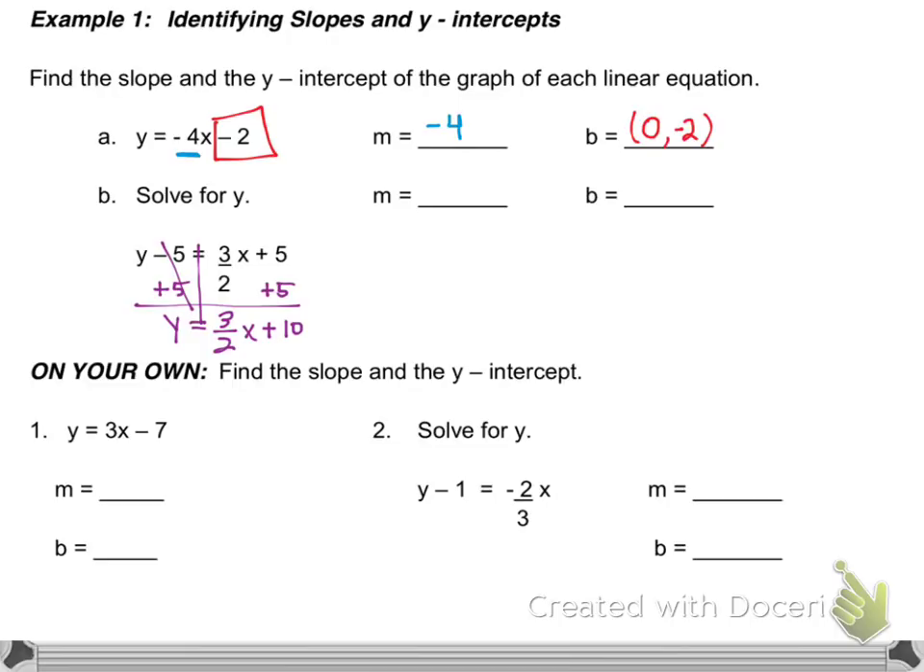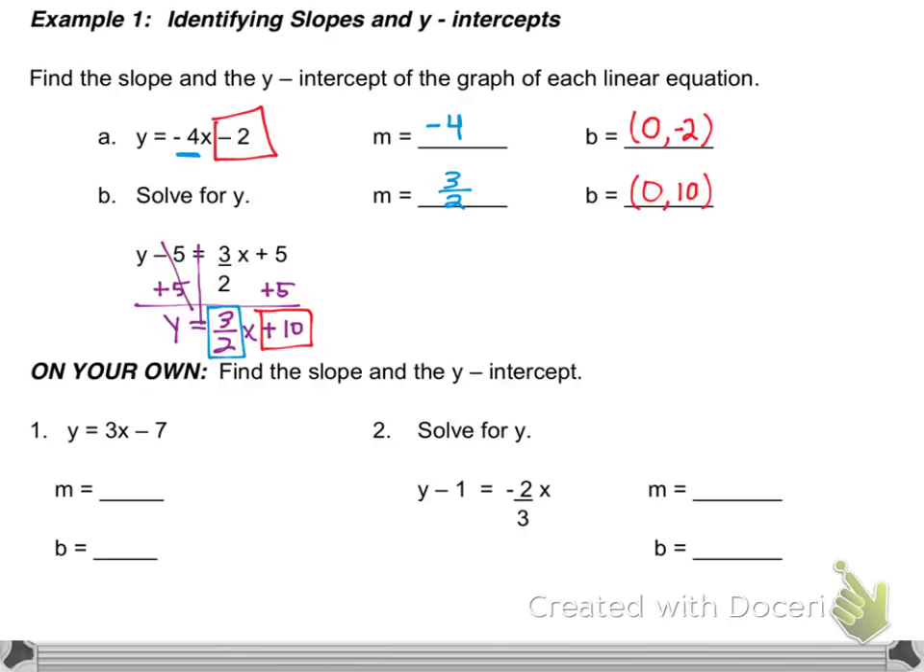Again, I'll do my slope in blue. My slope is 3 over 2. Okay, so 3 over 2. And then in red, my y-intercept, which is a coordinate point, is 0 comma whatever that number is, which is a positive 10 in this case. Okay, 0 comma positive 10.